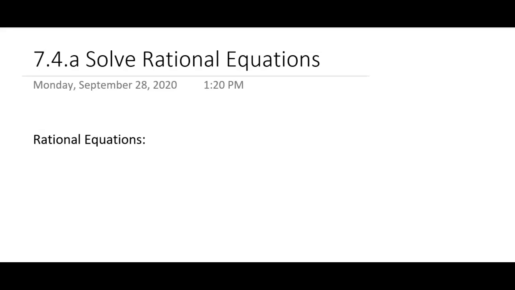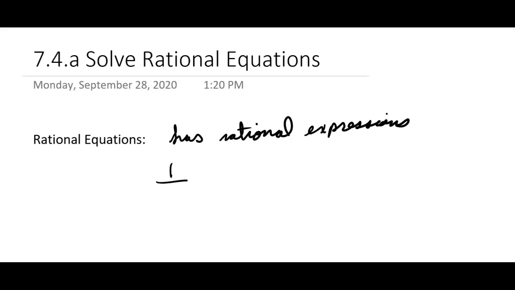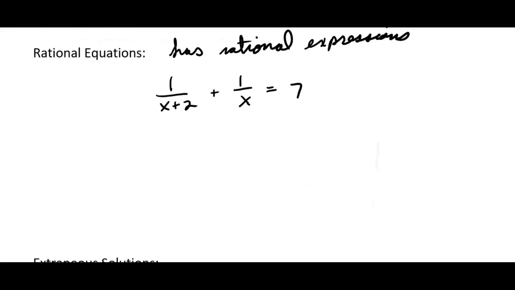So a rational equation has rational expressions in it. So you might have something like 1 over x plus 2 plus 1 over x equals 7. That would be an example of a rational equation because it has a rational expression. And by that we mean the denominator is not just 1, it's something that has a variable in it. Okay? So we're going to learn how to solve these. Because they're equations, we're going to try to solve them.